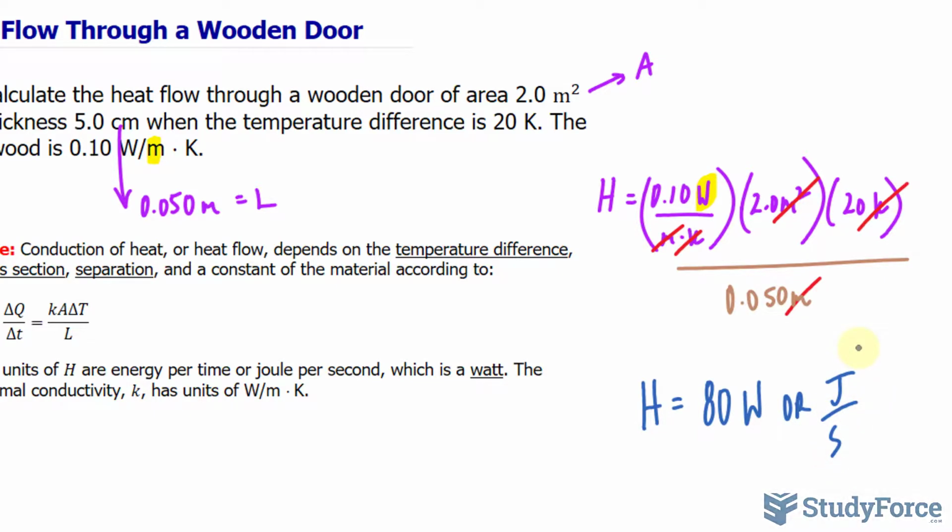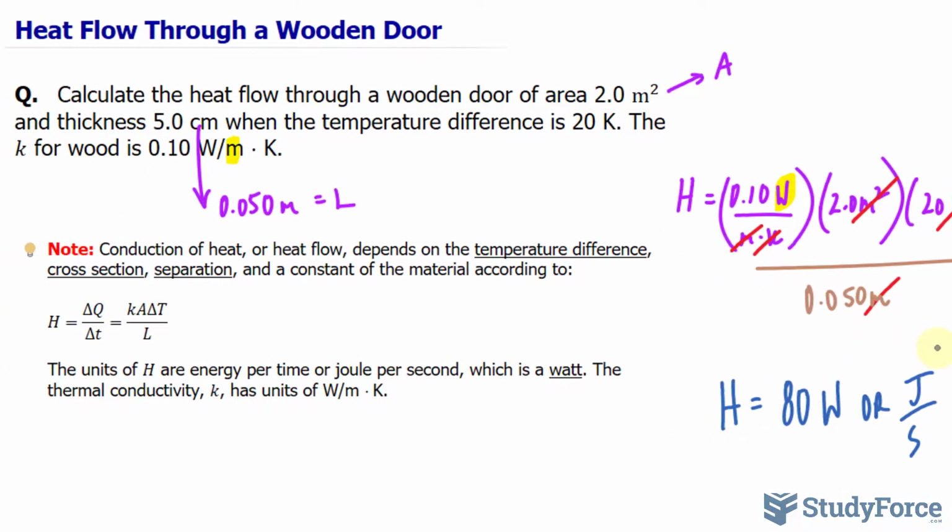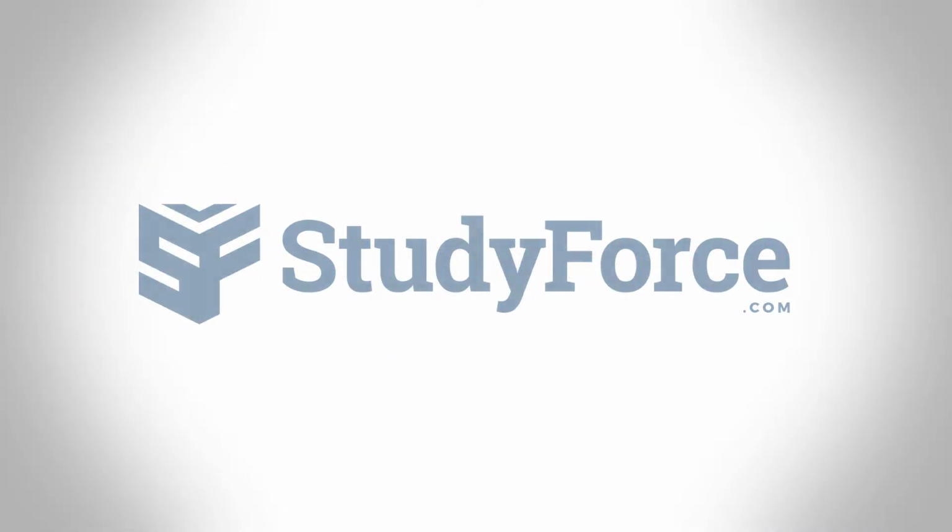And so there you have it. Now you know how to calculate heat flow, in this case through a wooden door, but the same method can be applied to other substances.